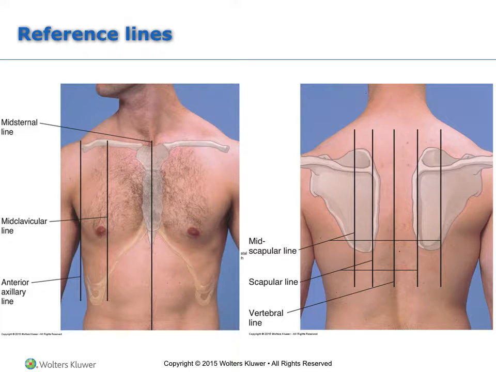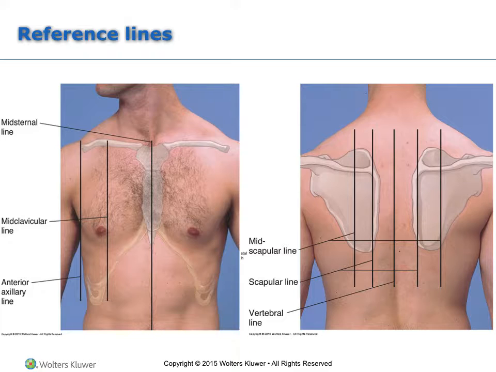This slide is a picture of the reference lines that you should become aware of and use when you're performing a physical assessment of the respiratory system. So you want to know, don't mind my dog, you want to know the mid-sternal line, and particularly the mid-clavicular line, because this is a landmark that we use in respiratory assessment as well as in cardiac assessment.